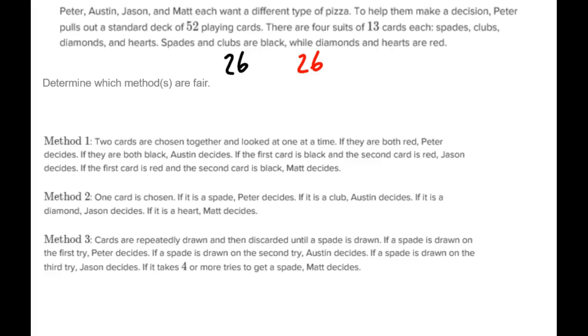Now we're going to take a look at the second method. One card is chosen. If it is a spade, Peter decides. If it is a club, Austin decides. If it is a diamond, Jason decides. And if it is a heart, Matt decides.